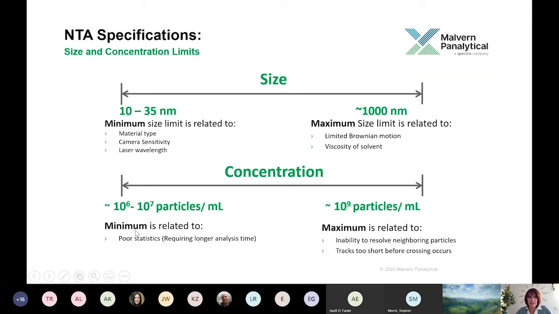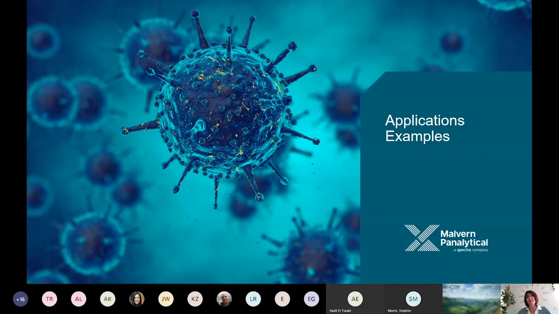For the lower end, when we're only seeing 1 or 2 particles on screen, even if we apply the flow for a better statistic, this still might require much longer analysis time and result in quite poor statistic. So now I'm really going to move to the applications.